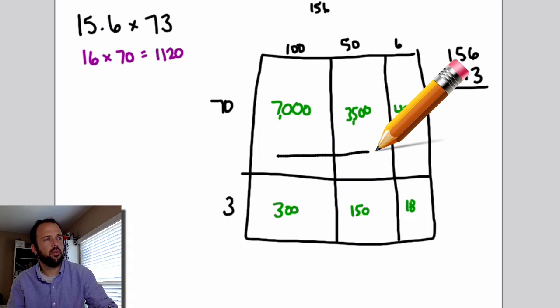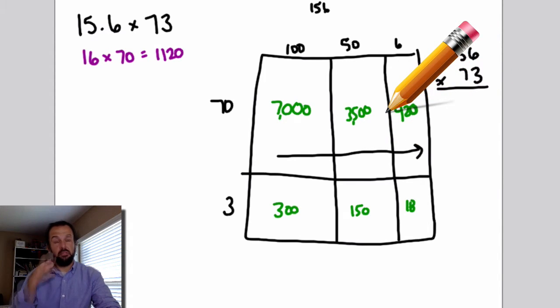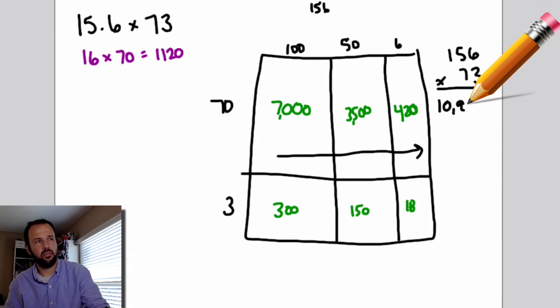7,000 plus 3,500 plus 420 is going to give us, that's a lot of thinking. You guys do that and I'll do mine and then we'll compare in a second. Man, this is a pretty big number. So I get 10,920.